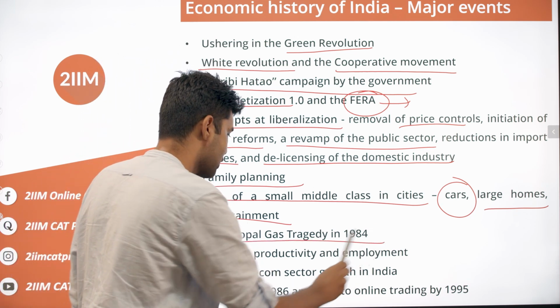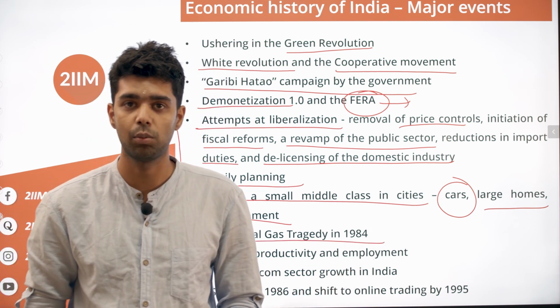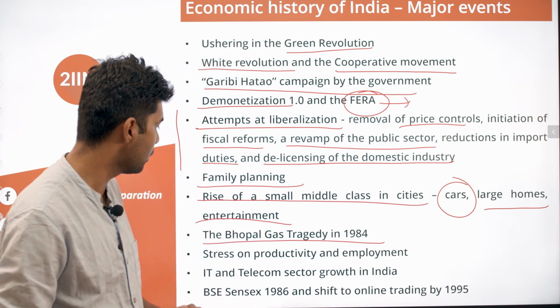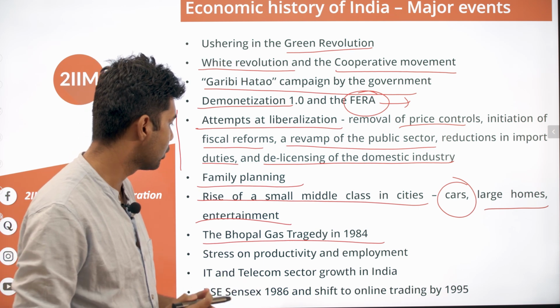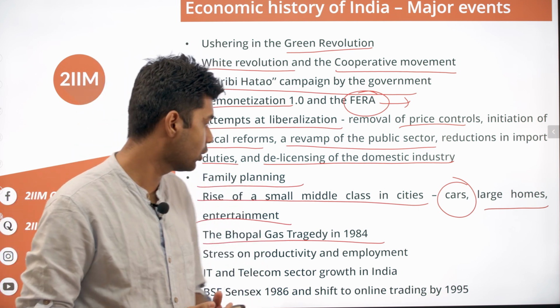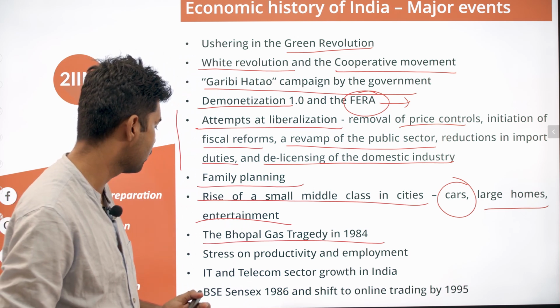The Bhopal gas tragedy of 1984 was a major turning point because we realized that the labor laws of our country were very lax. The people of our country were not really protected. So that was one major turning point. After this, India wanted to have some sort of protection for the labor force.